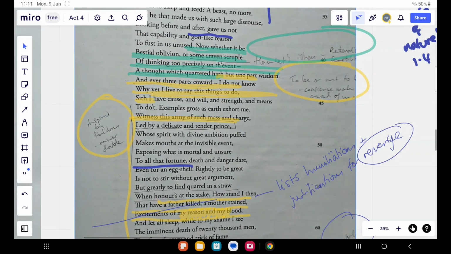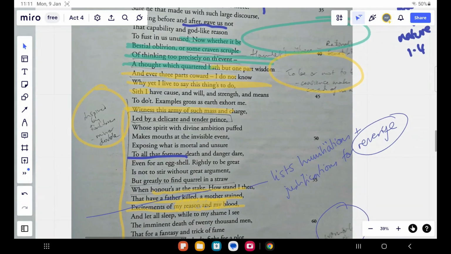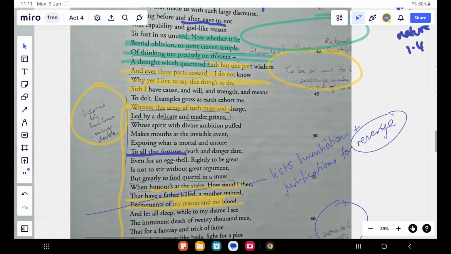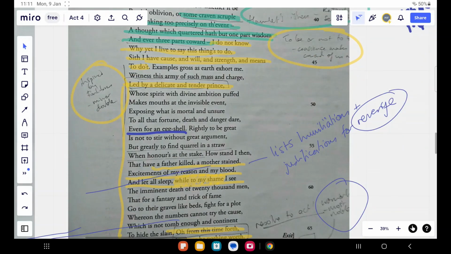Okay, so he reminds us of what those reasons are. I do not know why, yet I live to say there's things to do, since I have cause and will and strength and means to do it. So he gives all the reasons why he should be able to kill Claudius. So then he reminds us of the means he has to be able to enact revenge on behalf of his father. I do not know why, yet I live to say there's things to do, sith I have cause and will and strength and means to do it.